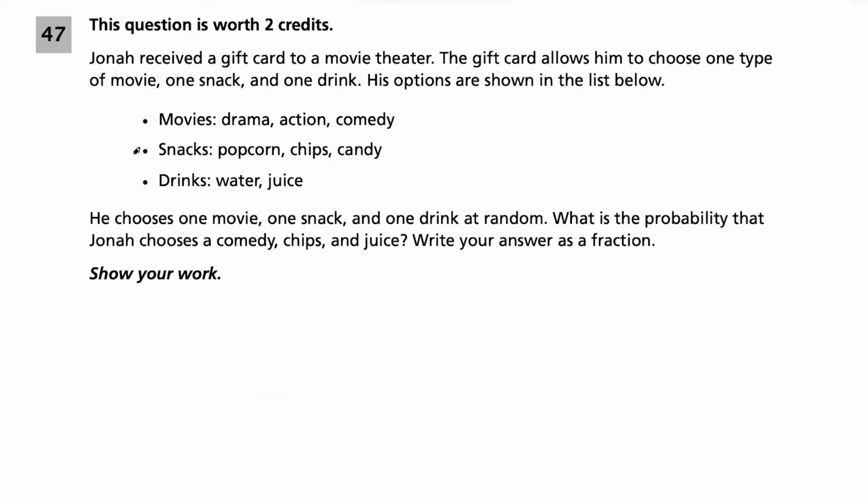Question 47, Jonah received a gift card to a movie theater. The gift card allows him to choose one type of movie, one snack, and one drink. His options are shown in the list below.